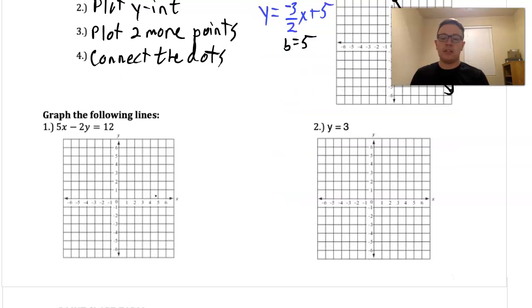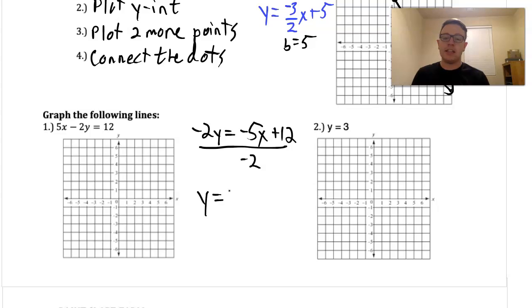Great. Now, we're going to graph this one. I'm going to have you figure out what it is in slope-intercept form. So what is this in slope-intercept form? Right, what do we need to do for this one? Well, we need to subtract 5x. We need to get this into y is equal to mx plus b. So we get rid of the 5x, bring that over to the other side. And then we're going to divide by this negative 2. That's going to leave us with y is equal to, negative divided by a negative is going to give us a positive. And then 12 divided by negative 2 is going to give us minus 6.